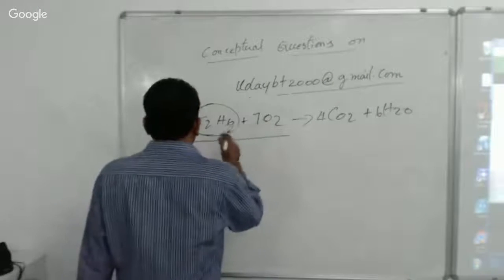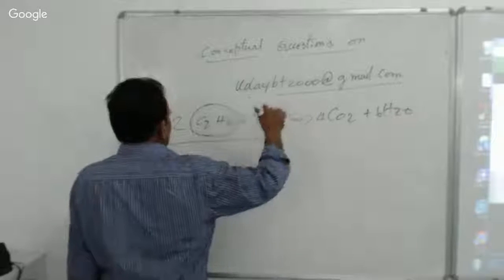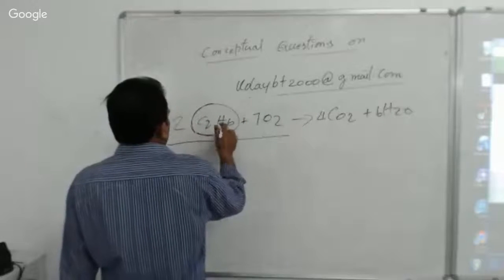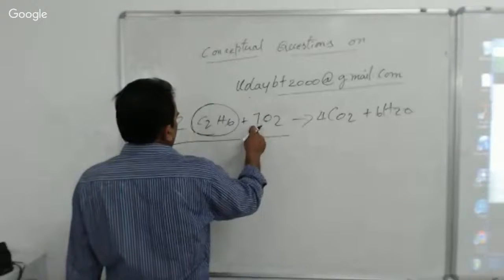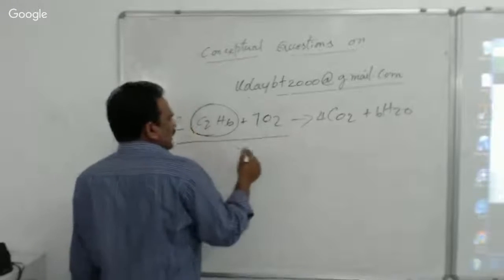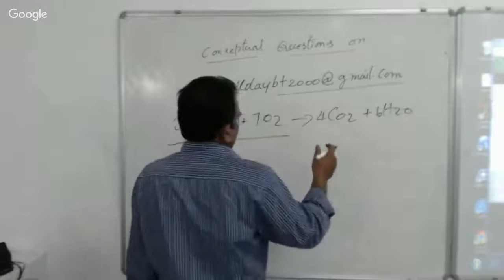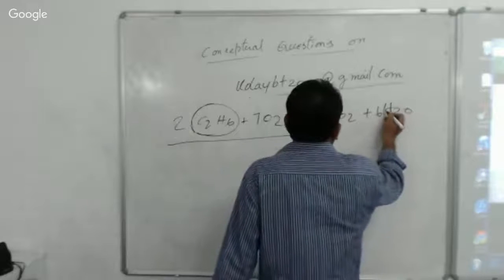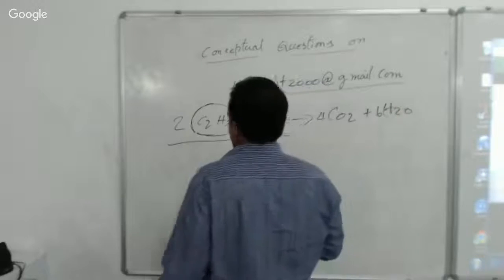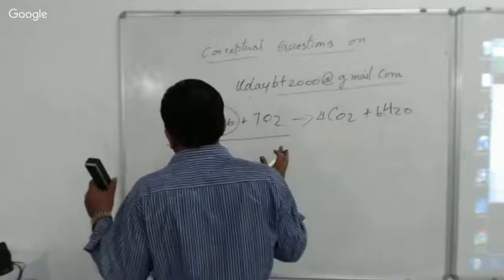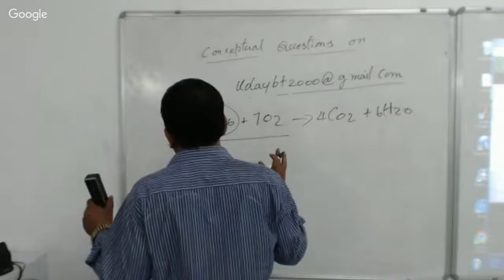So you take this balanced equation. 2 molecules of ethane when burned in the presence of 7 molecules of oxygen give us 4 molecules of carbon dioxide and 6 molecules of water. You do this reaction anywhere, it will be like this only. It will not change. Right?